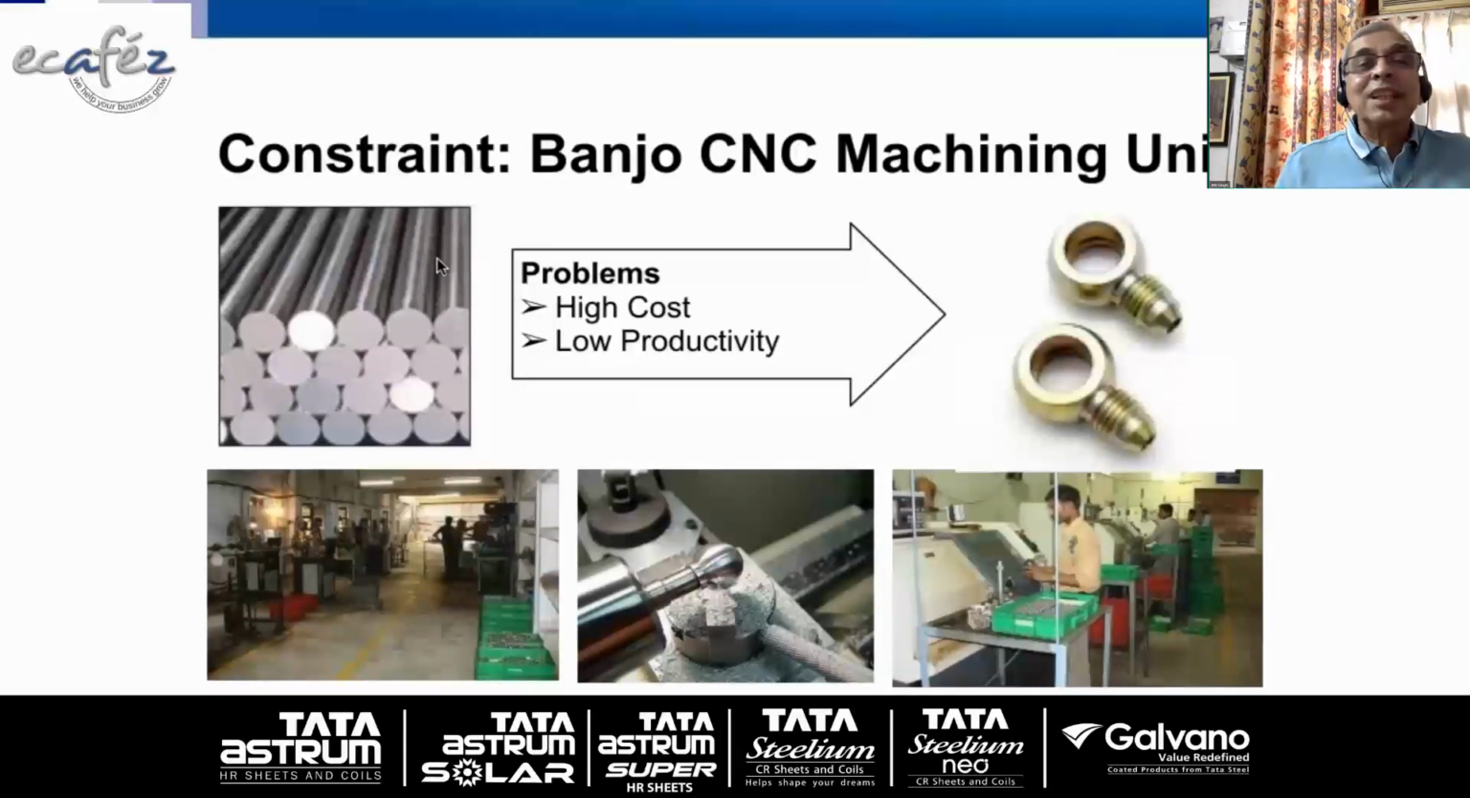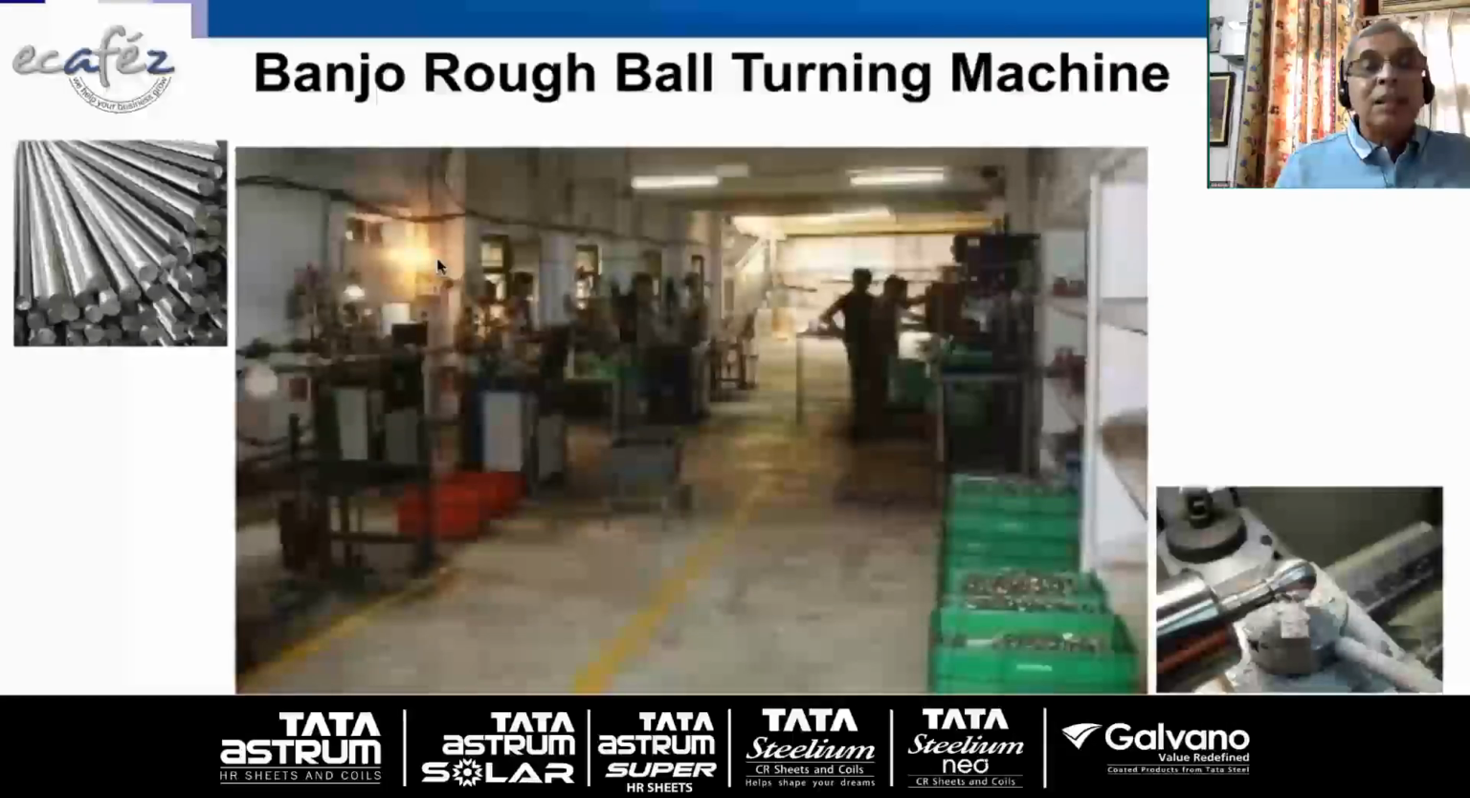So the constraint is identified, that is very clear now. Instead of focusing on all three strategic business units, we have to identify the Banjo machining unit. So this is the actual process you can see. On the left side are the bright bars, the steel bars used. These are the automated machines.